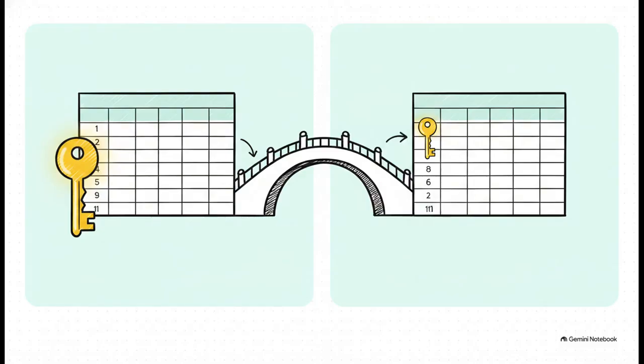Now, there are two crucial types of keys you absolutely need to know. First up is the primary key. This belongs uniquely to its own table and is used to uniquely identify each row. It's the ultimate identifier. But databases don't just sit there in isolation. That's where the foreign key steps in. A foreign key is a field in one table that refers directly to the primary key of a completely different table. It literally acts as a bridge between them.